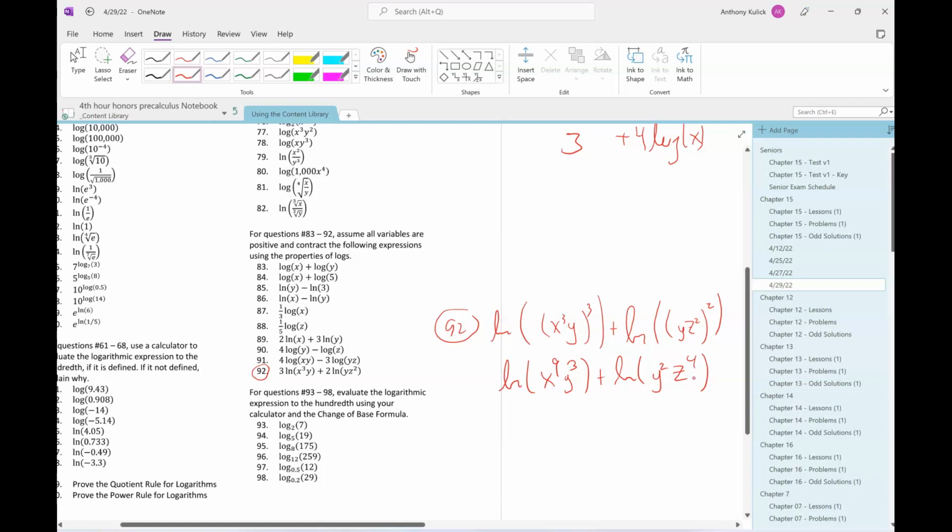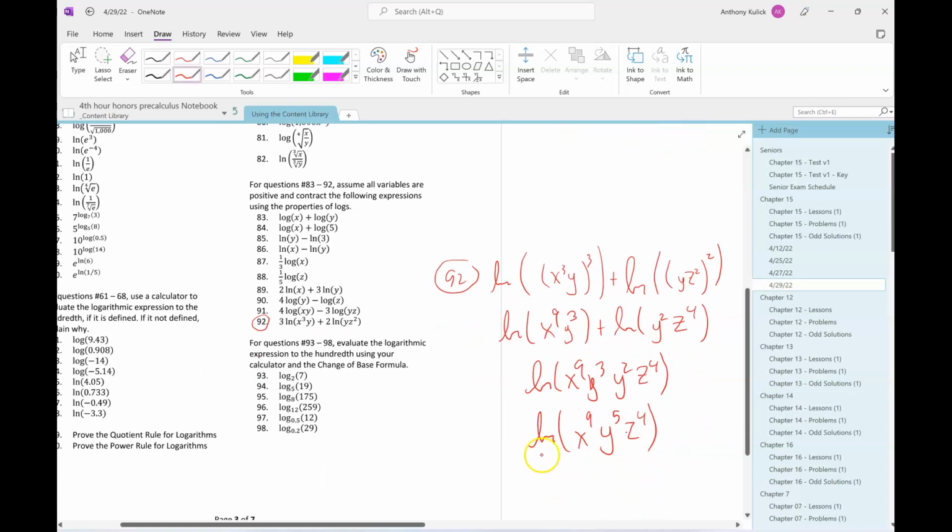So far, so good. Product property is next. Everything is just multiplied together. If I combine like terms, I can combine the y to the third and the y to the second by adding the exponents, since the bases are being multiplied. And that should be my final answer.